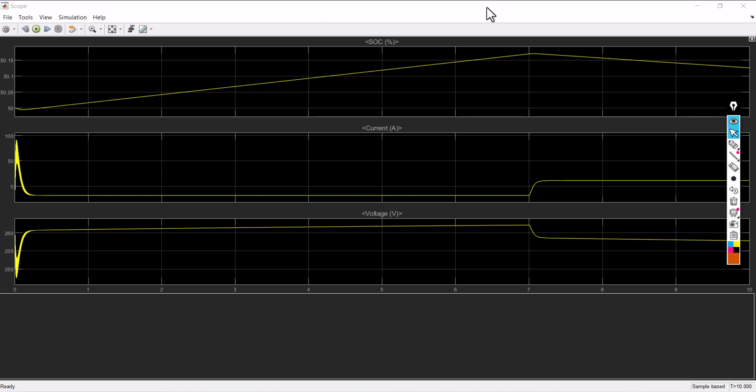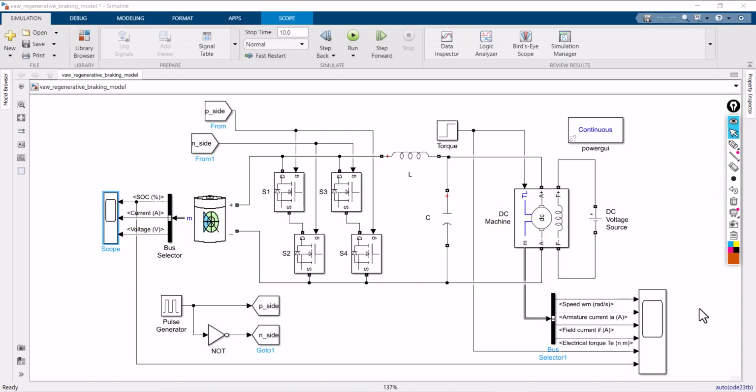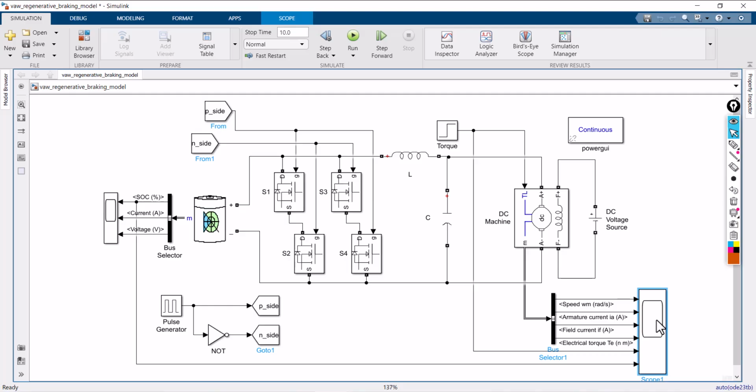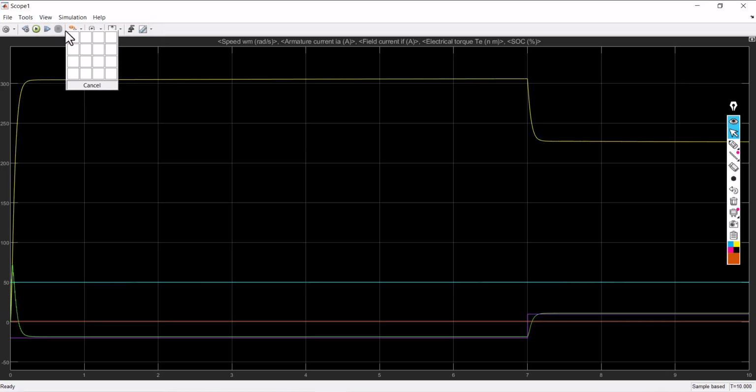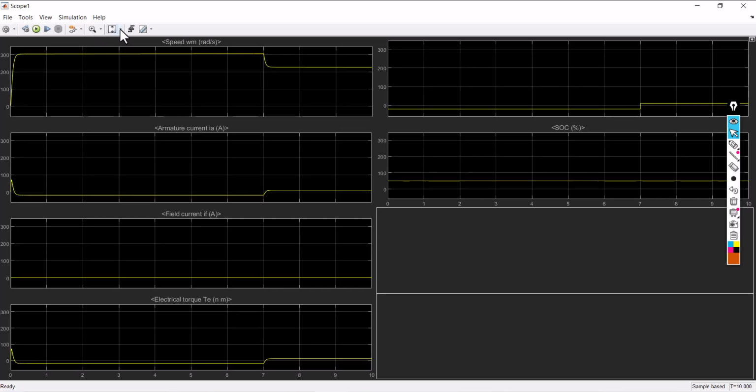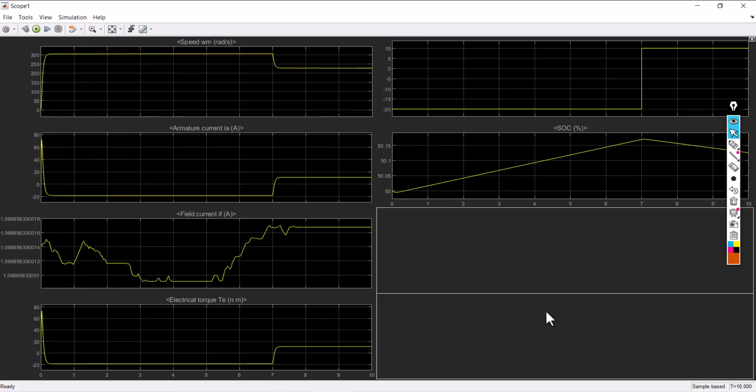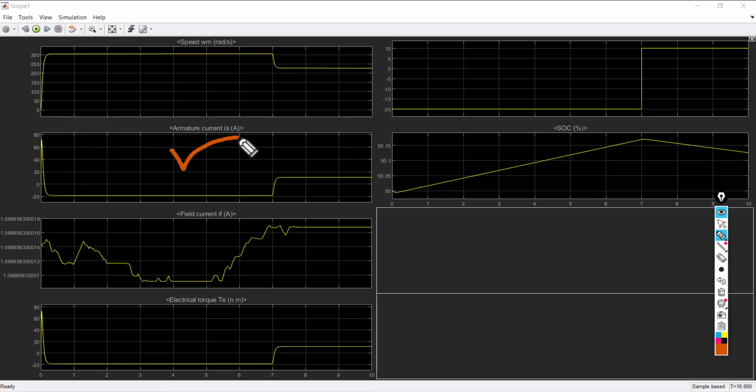If you want to see the same output, just take the entire machine configuration. If you want to see the output, go to View, go to Layout, and change to separate layouts. Yeah, if you look at this, this is the comparative view. And in this case, the armature current will always follow the electrical torque pattern.